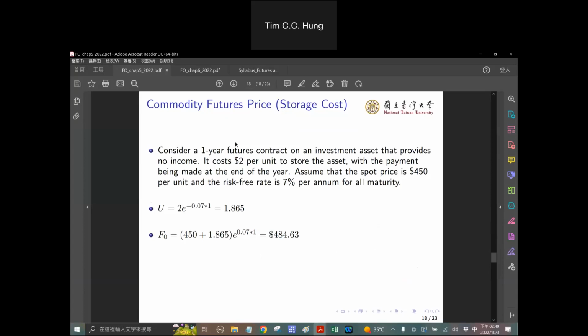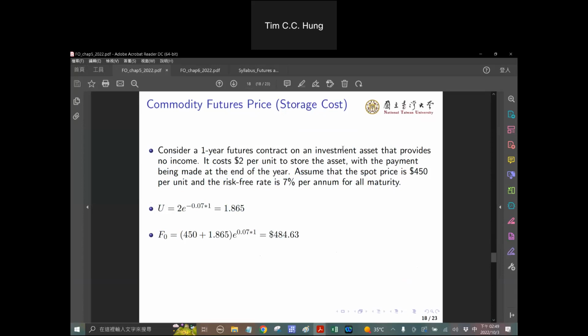Consider a 1-year futures contract on an investment asset that provides no income. It costs $2 per unit to store the asset, with the payment being made at the end of the year. Assume that the spot price is $450 per unit and the risk-free interest rate is 7% per annum for all maturities. What does it mean? It could be investment assets or physical assets. It could be any kind of asset.